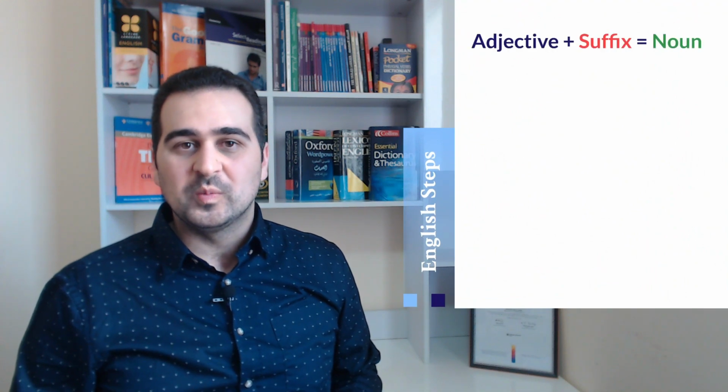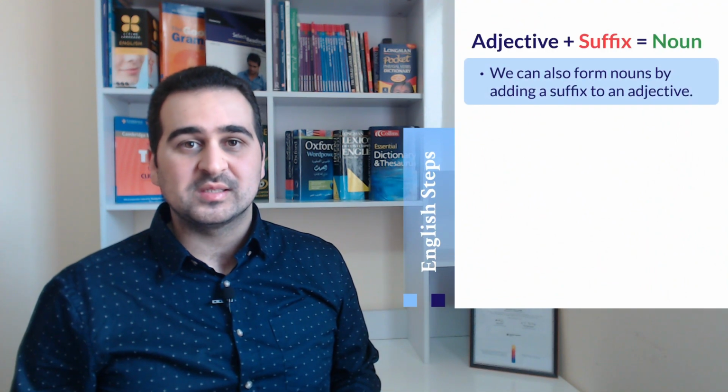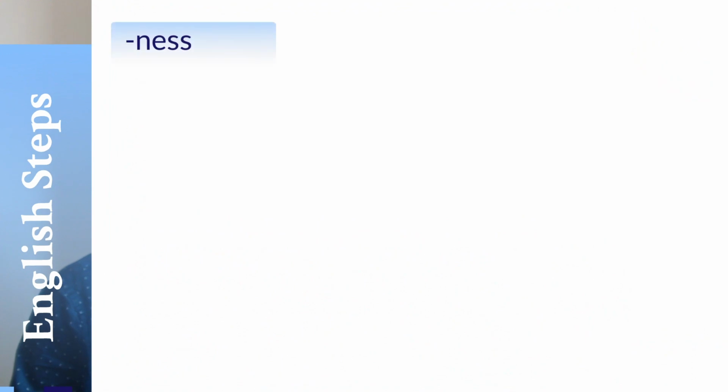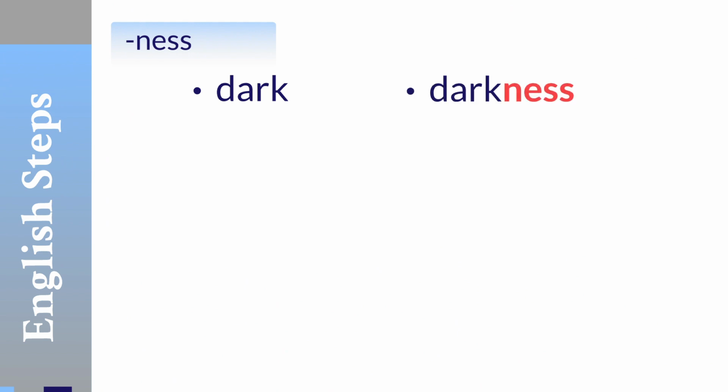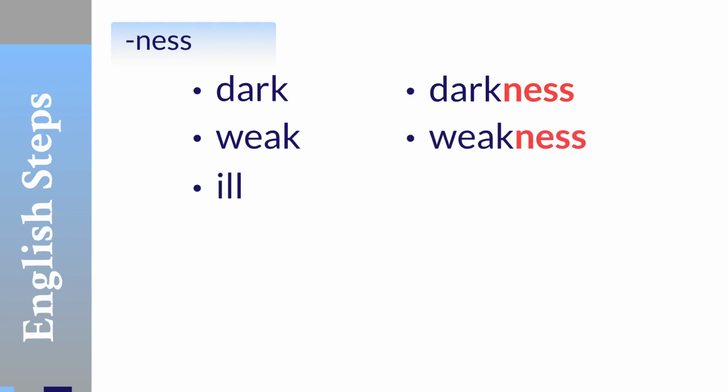Now let's talk about adjectives with suffixes. We can also form nouns by adding a suffix to an adjective. The suffix ness can be used with adjectives to make nouns. Dark, darkness. Weak, weakness. Ill, illness. The suffix ity.